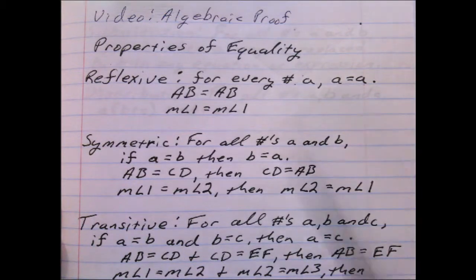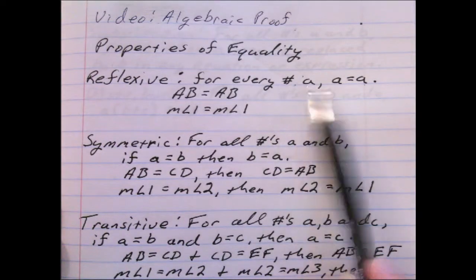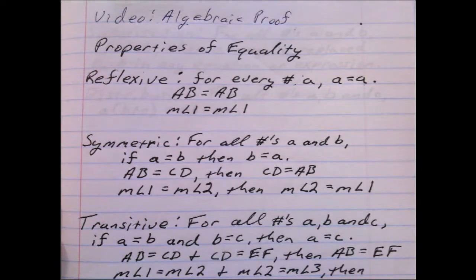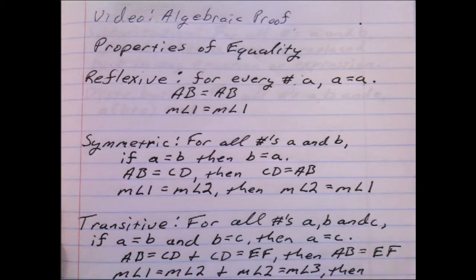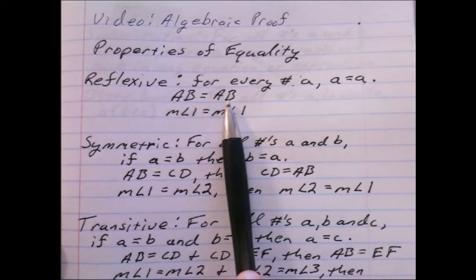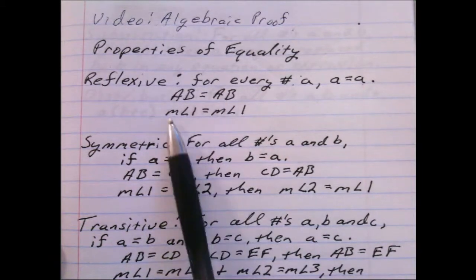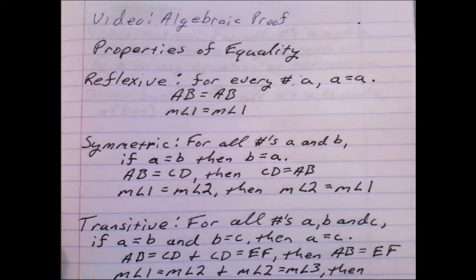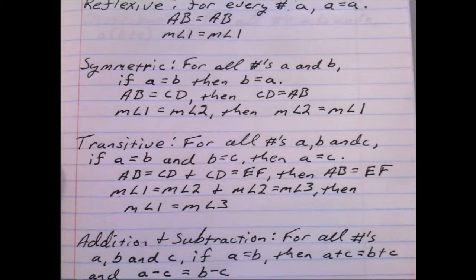So what that tells us is that for every number, A equals A. We know that. For every number, 3 always equals 3. Okay, we can also say that AB equals AB if we're talking about segments. And we can say that the measure of angle 1 would equal the measure of angle 1 when we're talking about angles. Okay? So then the next one we have is the symmetric property.